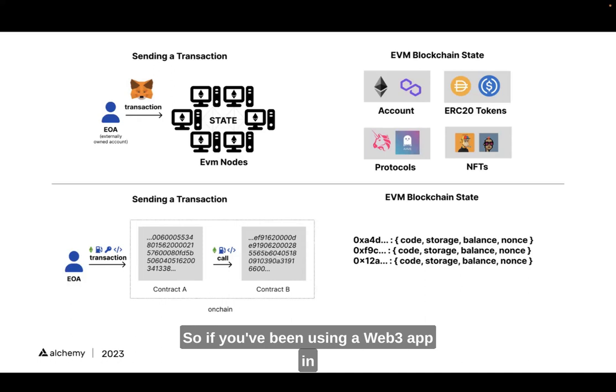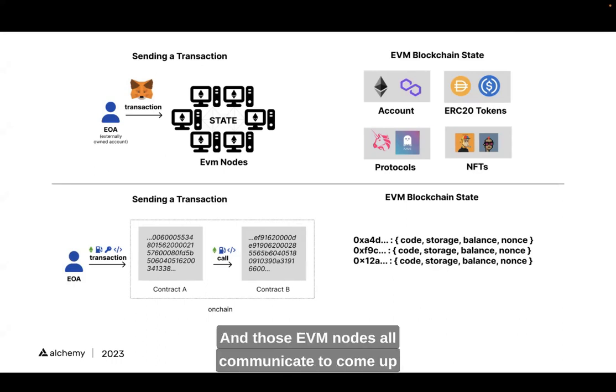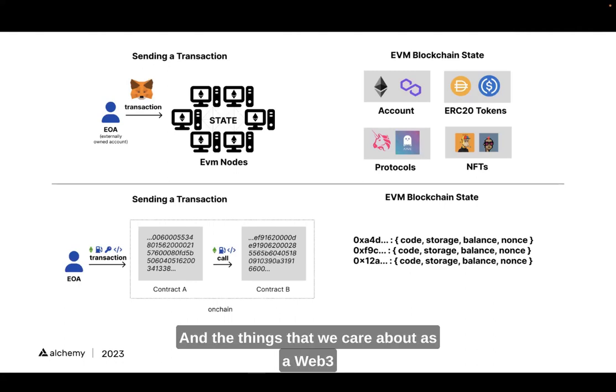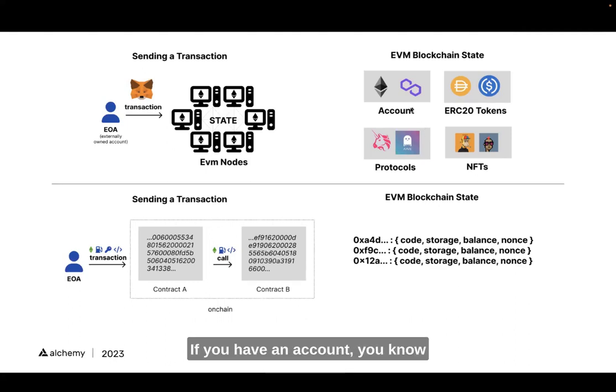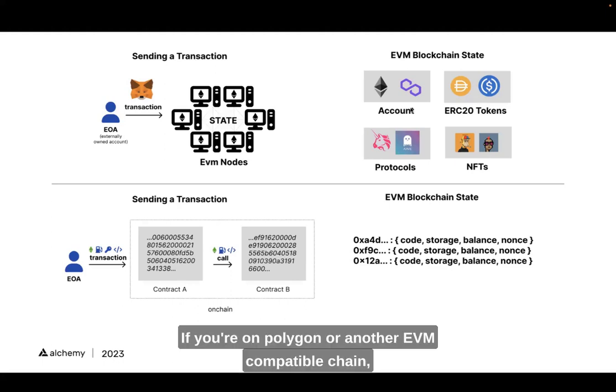So if you've been using a Web3 app in the last few years, you may have used a Web3 wallet, most likely MetaMask, to sign a transaction and send that transaction to an EVM node. And those EVM nodes all communicate to come up with a consensus, some state that they agree upon. And the things that we care about as a Web3 user is the EVM blockchain state that you see in the top right, which is your account. If you have an account, you know that your Ether is stored there. If you're on Polygon or another EVM compatible chain, it might be Matic or some other native currency. You might have ERC20 tokens on that chain.